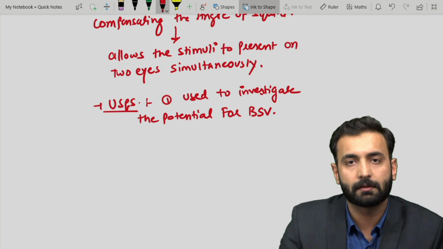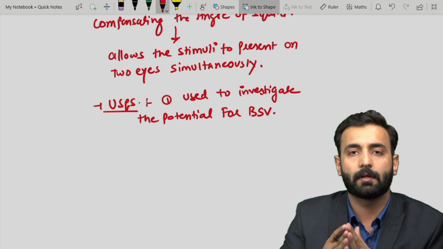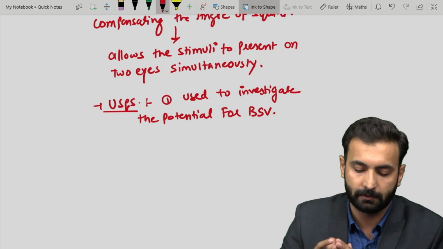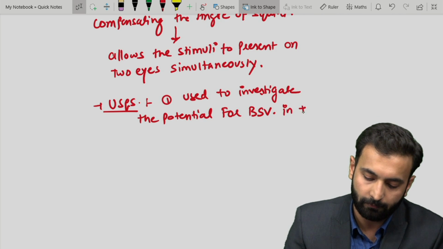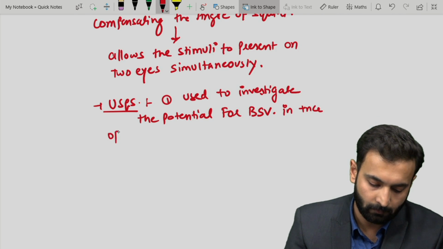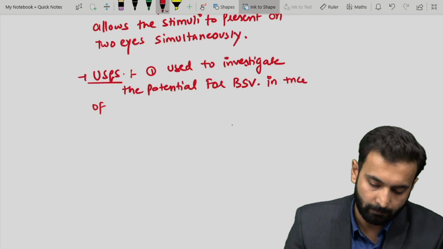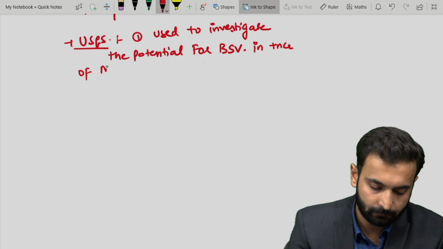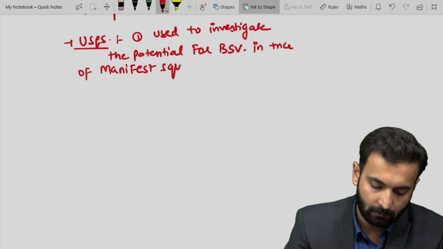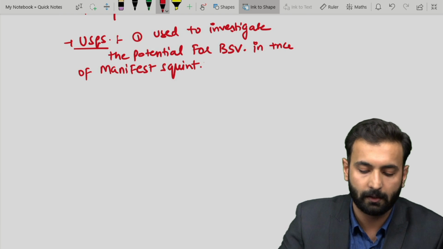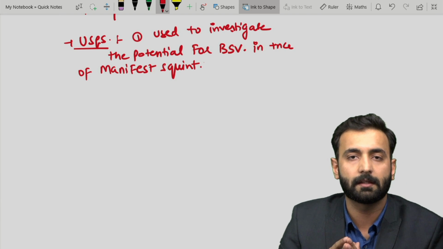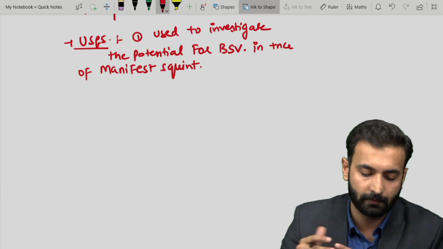Binocular single vision: it assesses the potential of the eye for binocular single vision in presence of manifest squint. In presence of manifest squint, it is used for assessing the potential for binocular single vision.